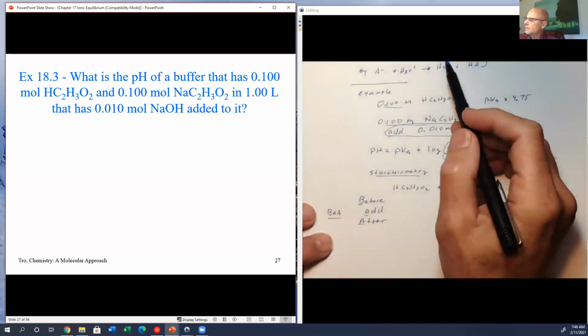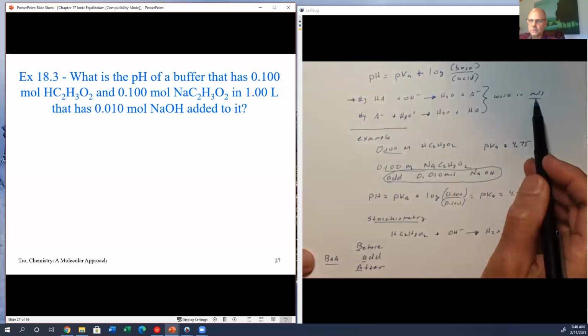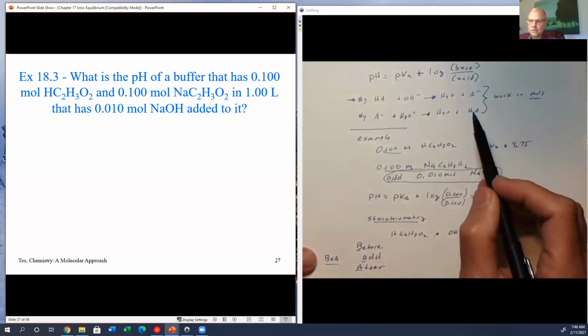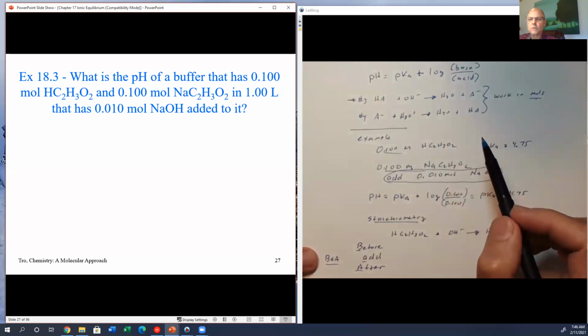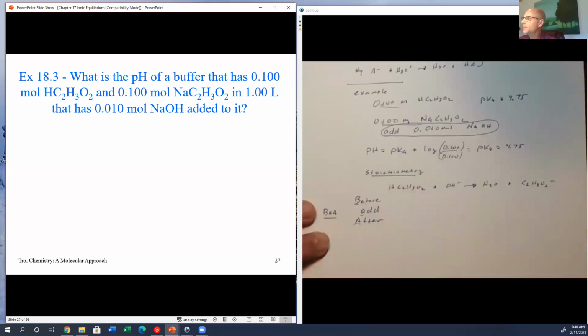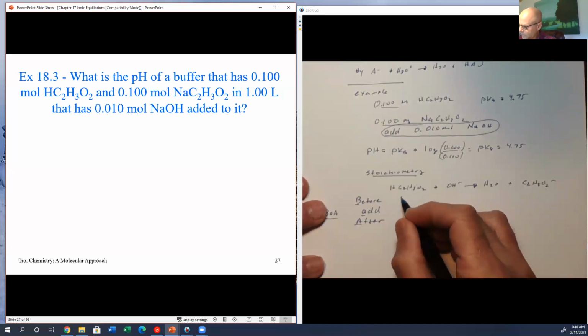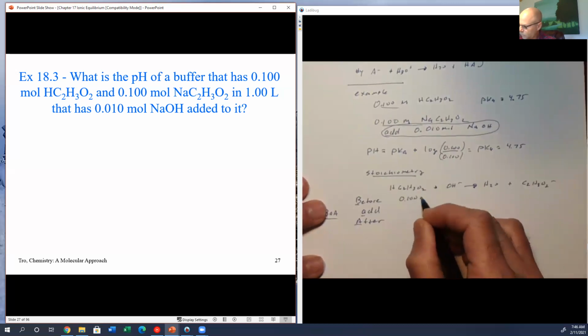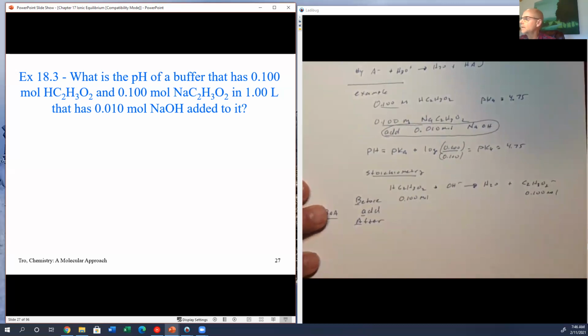We're going to be using these equations up here, okay? And we're always going to work in moles. In ICE tables, it's an equilibrium problem, and we're always going to work in molarity. All right, so keep those things separate. So what were the number of moles before the addition? Well, we had 0.100 moles of acetic acid and 0.100 moles of the acetate ion, right?